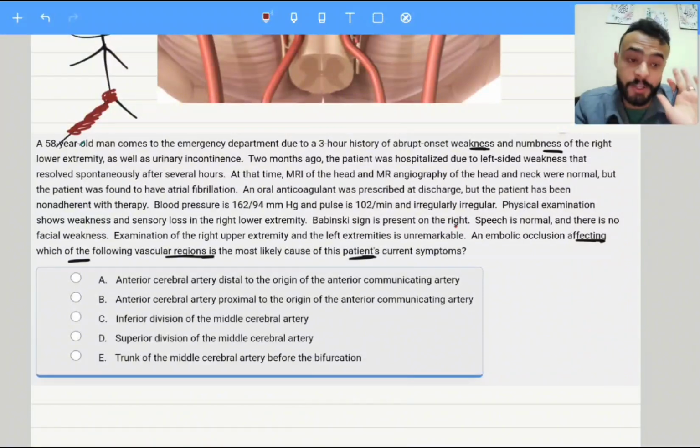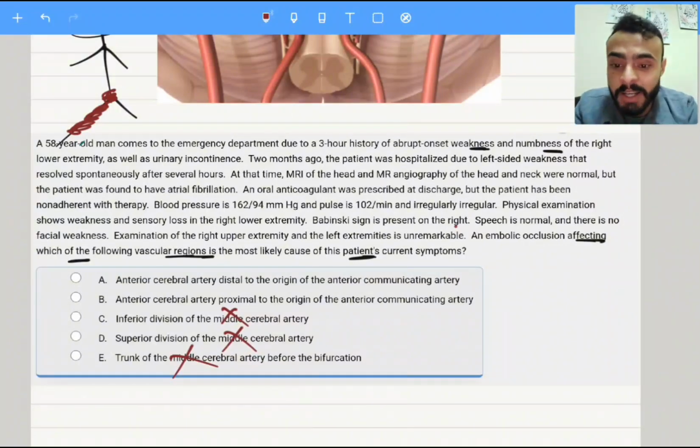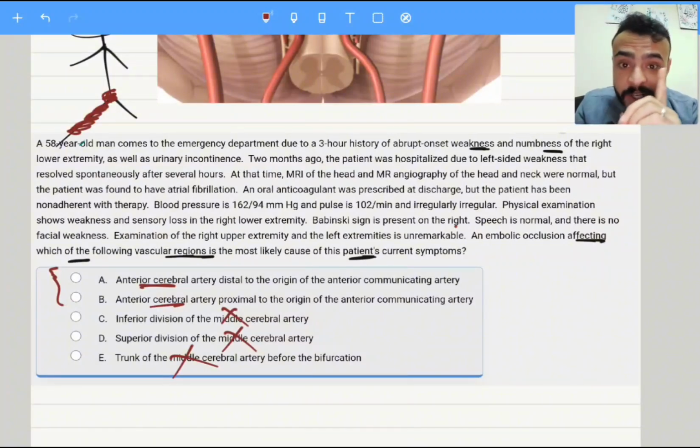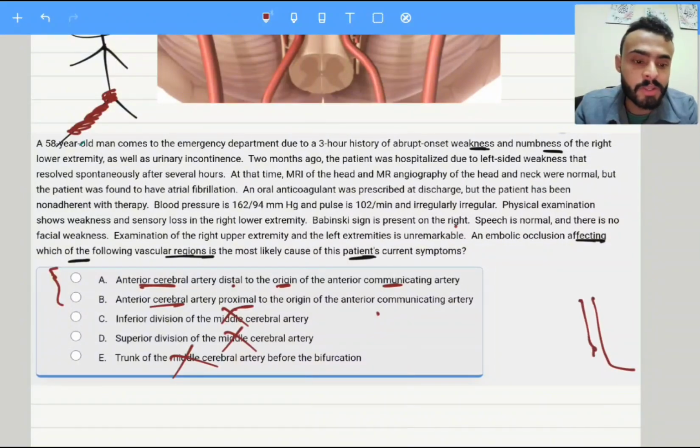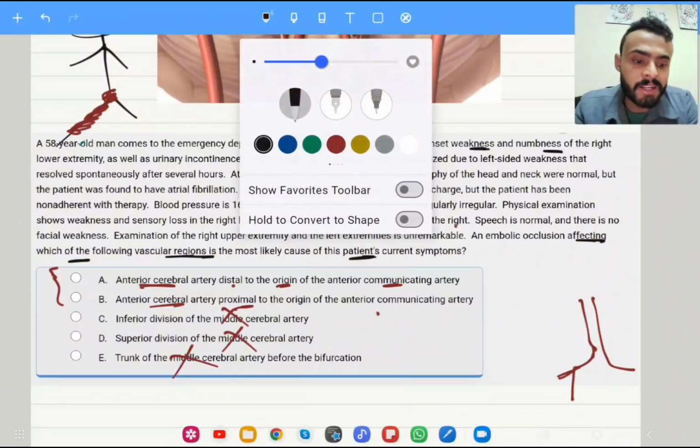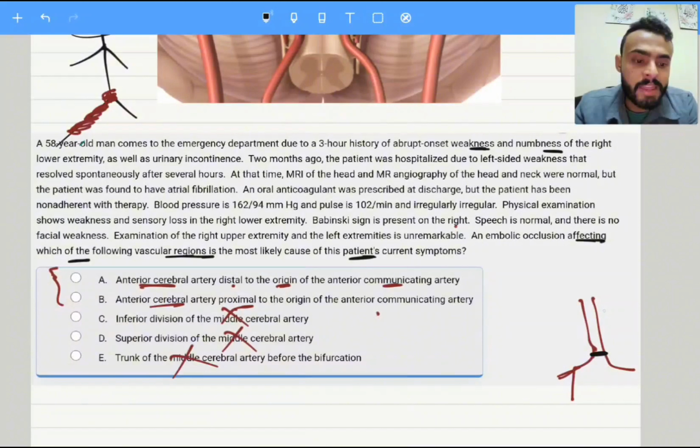Okay, I can exclude answers. Middle cerebral, middle cerebral, middle cerebral. Here, anterior cerebral, anterior cerebral. I'm between those two answers. Anterior cerebral, even without reading the rest of the question. Anterior cerebral artery distal to the origin of anterior communicating artery or proximal to the origin of anterior communicating artery. If you remember circle of Willis, it was like this. That was the anterior communicating artery. So they are asking, is the occlusion here or here?